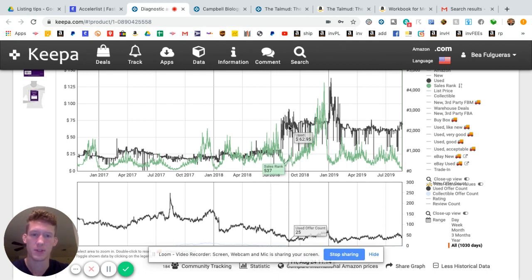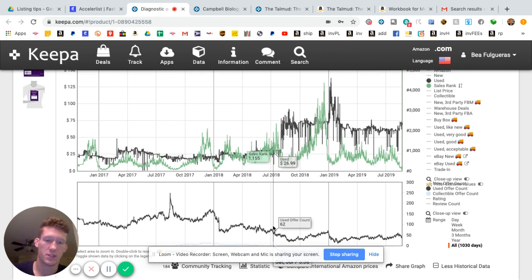So again, remember, this price right here is only the low used price. With Prime, I was selling it for like $90. So I was buying at 30, flipping at 90. But the reason why I knew this is the used offer count goes down. And why I say there's more to this story, I think the reason why this used offer count's going down is because people are getting gated. People are restricted in this book.